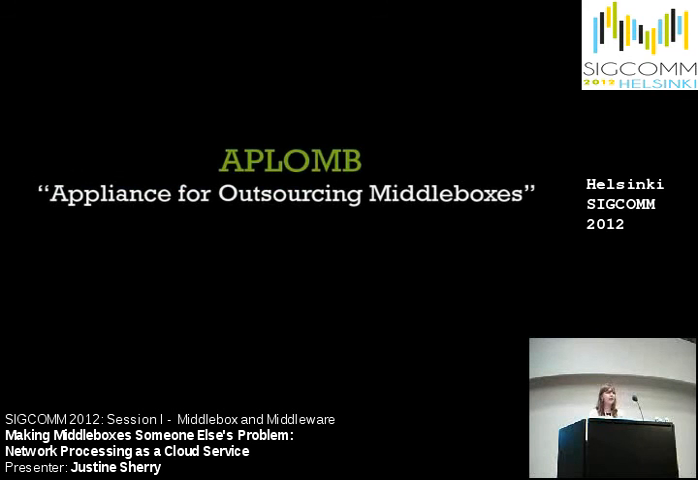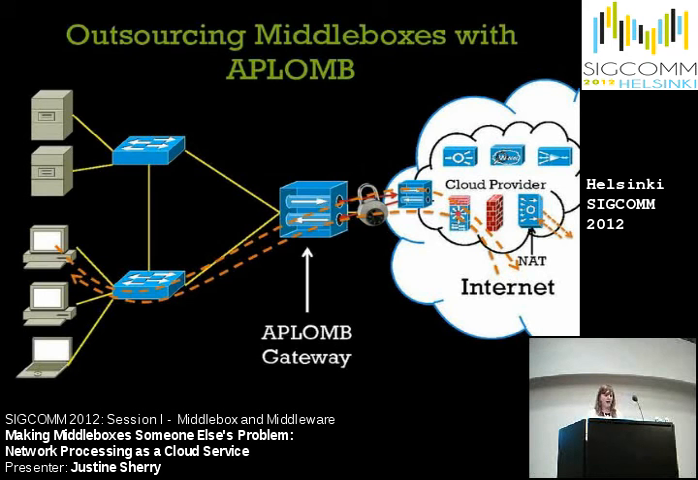So here we've returned to our enterprise. We've brought our servers. We've moved all of the middle boxes now to the cloud. With APLOMB, the enterprise administrator deploys a special APLOMB gateway at the egress to the network. So this gateway maintains a tunnel to and from the cloud, and naturally this tunnel is encrypted.